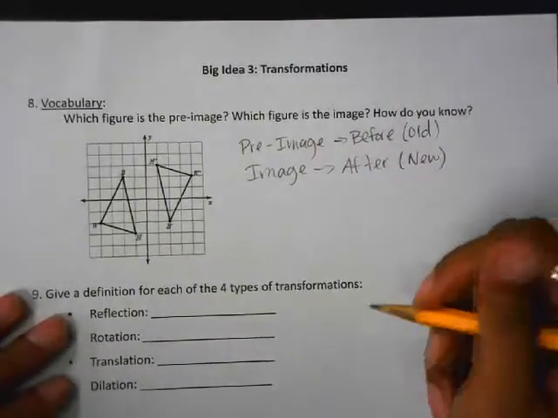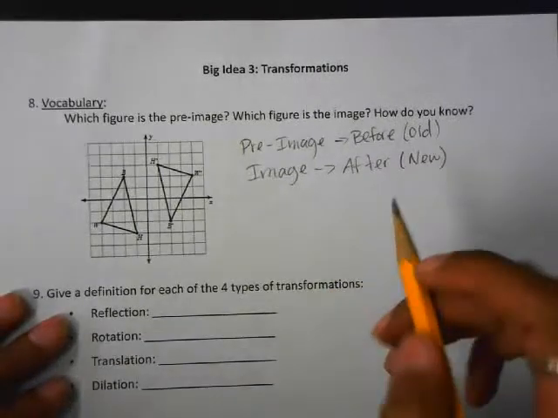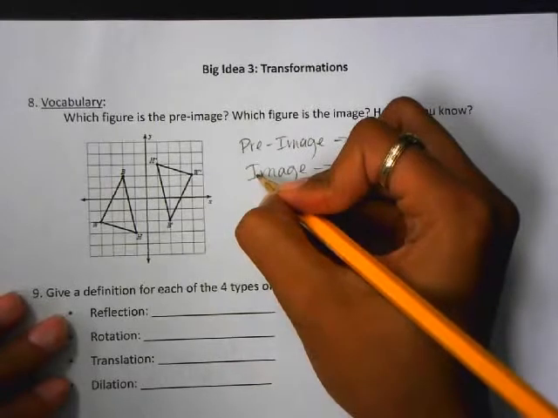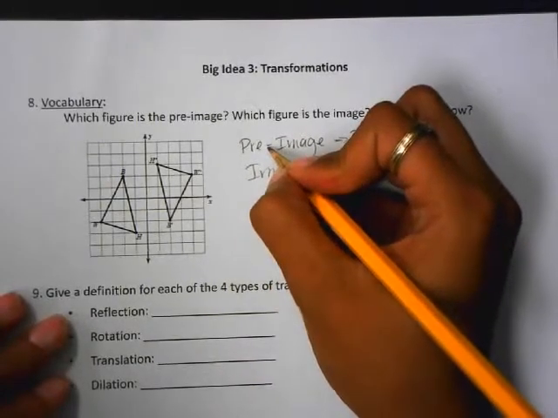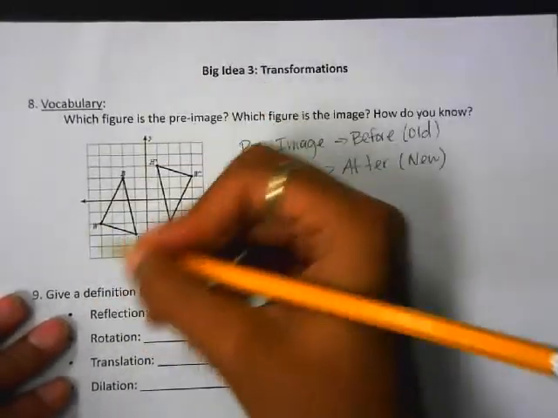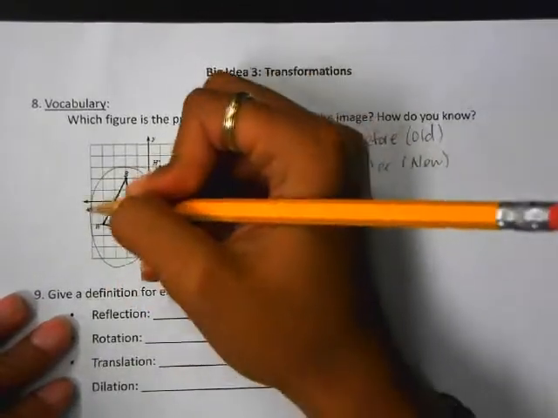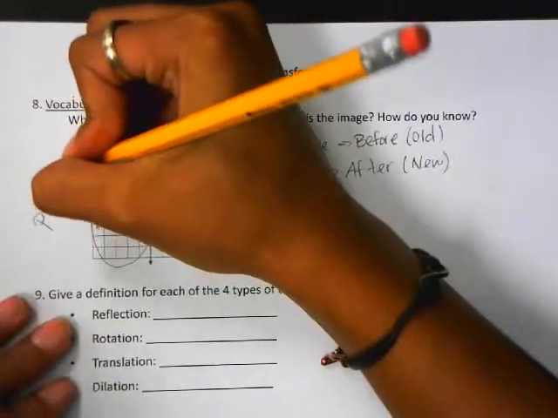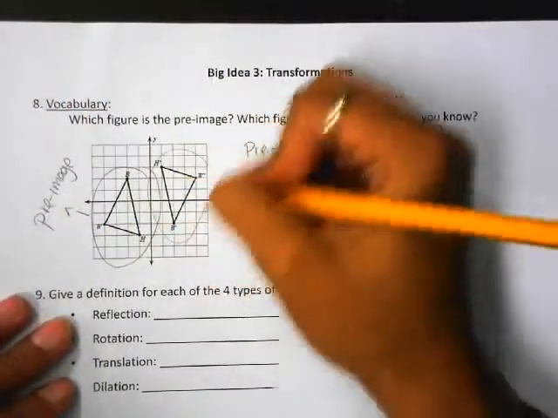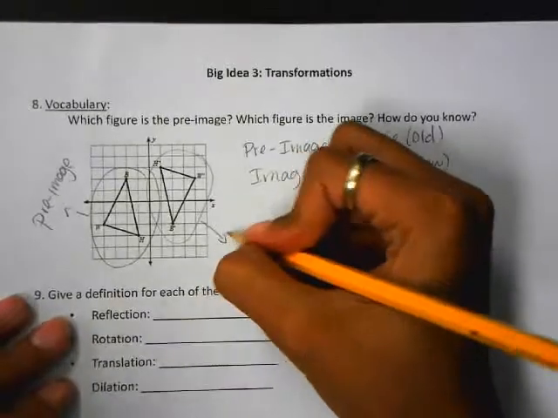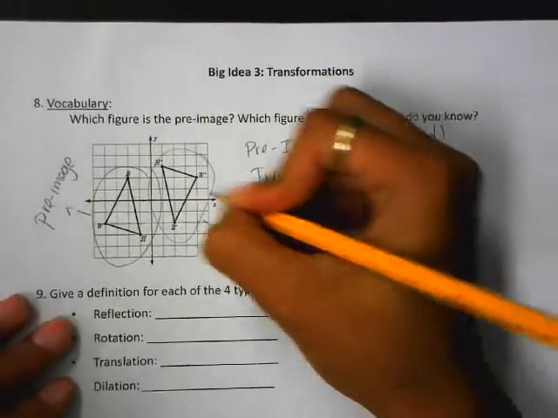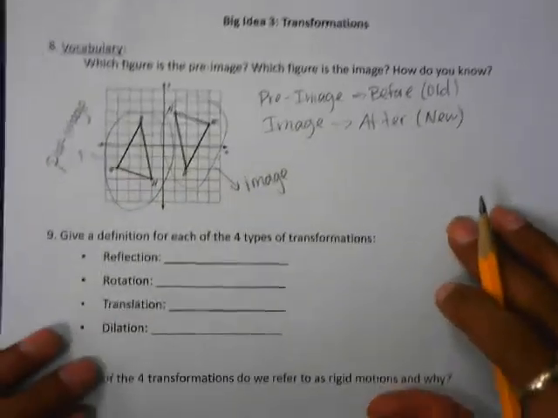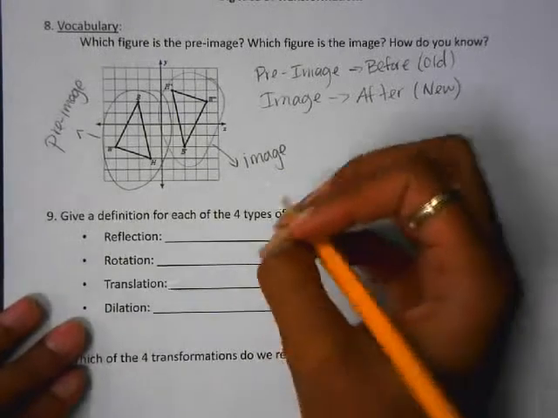Now the way we keep them straight, or the way we figure out which is which, is that the image will have the prime or double prime symbol, and the pre-image will have nothing. Alright? So looking at this one right here has to be the pre-image, and this one right here has to be the image because it has the prime symbol above each of the letters.